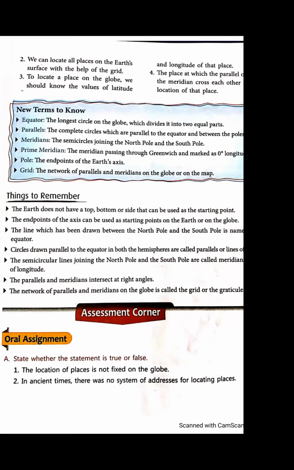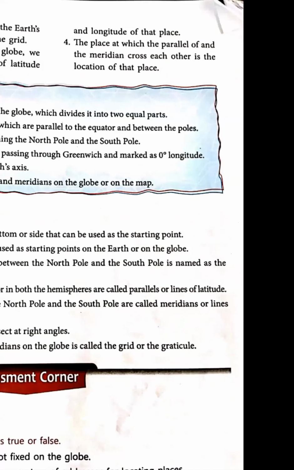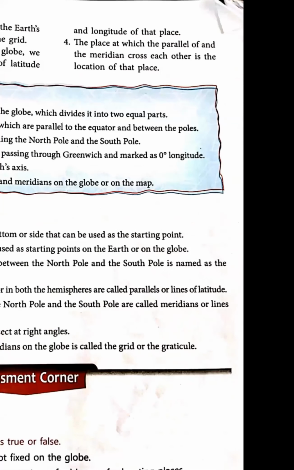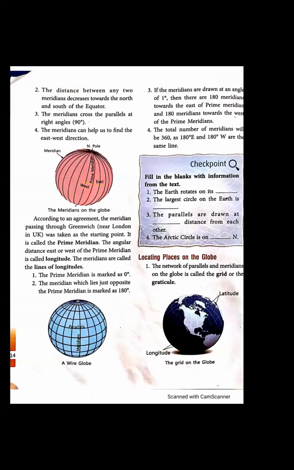The place at which the parallel and the meridian cross each other is the location of that particular place. Dear students, that's all about the chapter which we started yesterday, parallels and meridians.